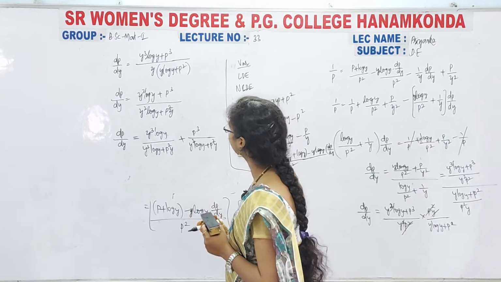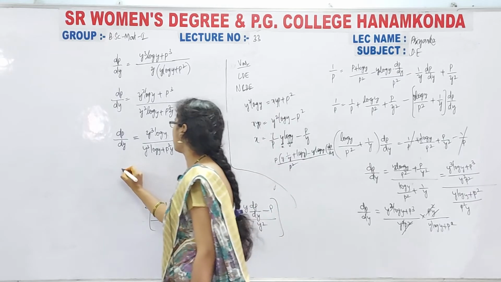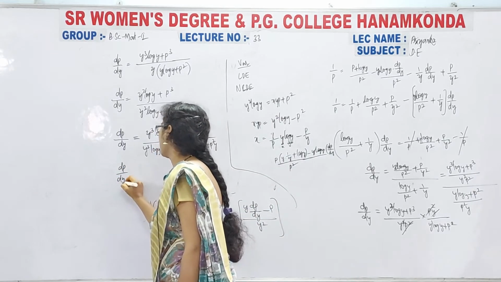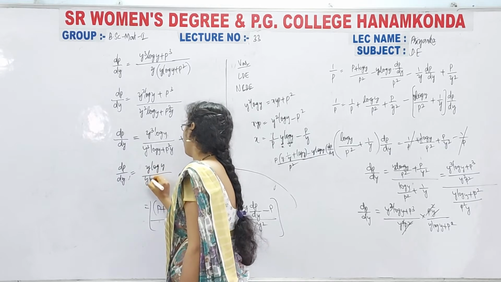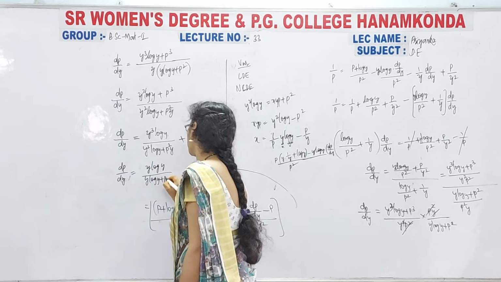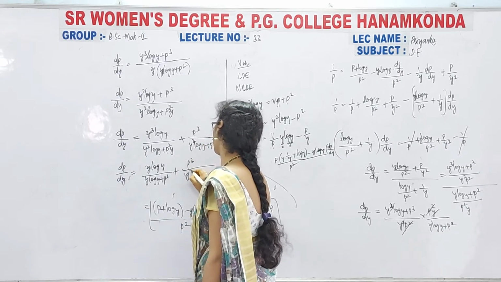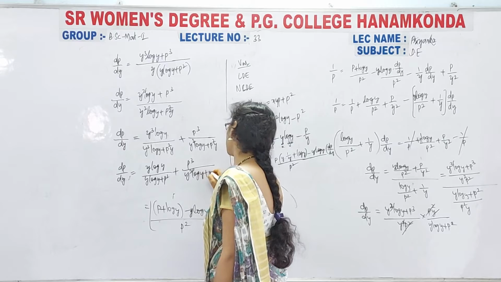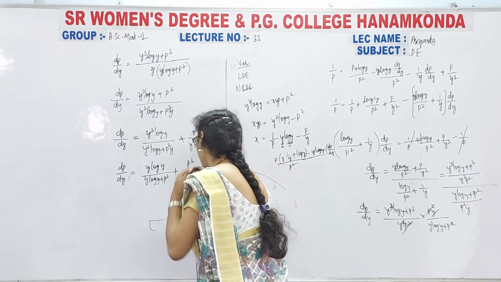Done? Yes. So now here I split it, no? So now dp by dy is equal to y log y by y log y plus p square plus here p cube by y square log y plus p square y. So here I have that the term is dp by dy.